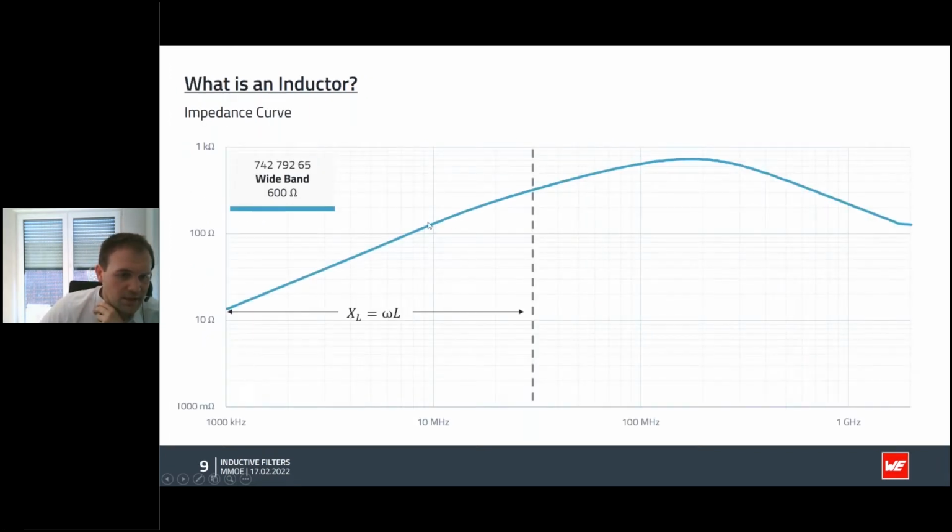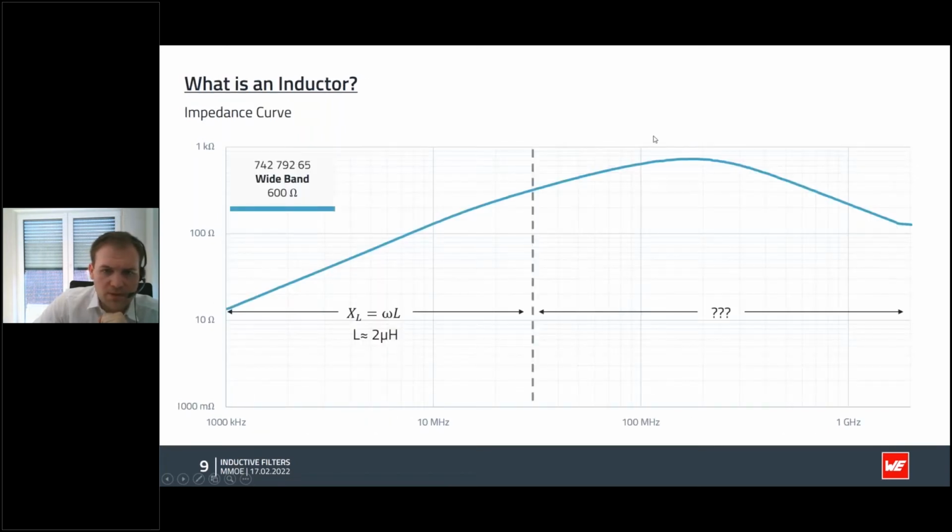Calculating from a point on this curve, we can determine the actual inductance in this SMD ferrite. Using this formula, we get about 2 microhenry for this small SMD ferrite. But as you can see, there's a lot of the impedance curve still not really explained. So what is happening in the two thirds that we haven't looked at yet?